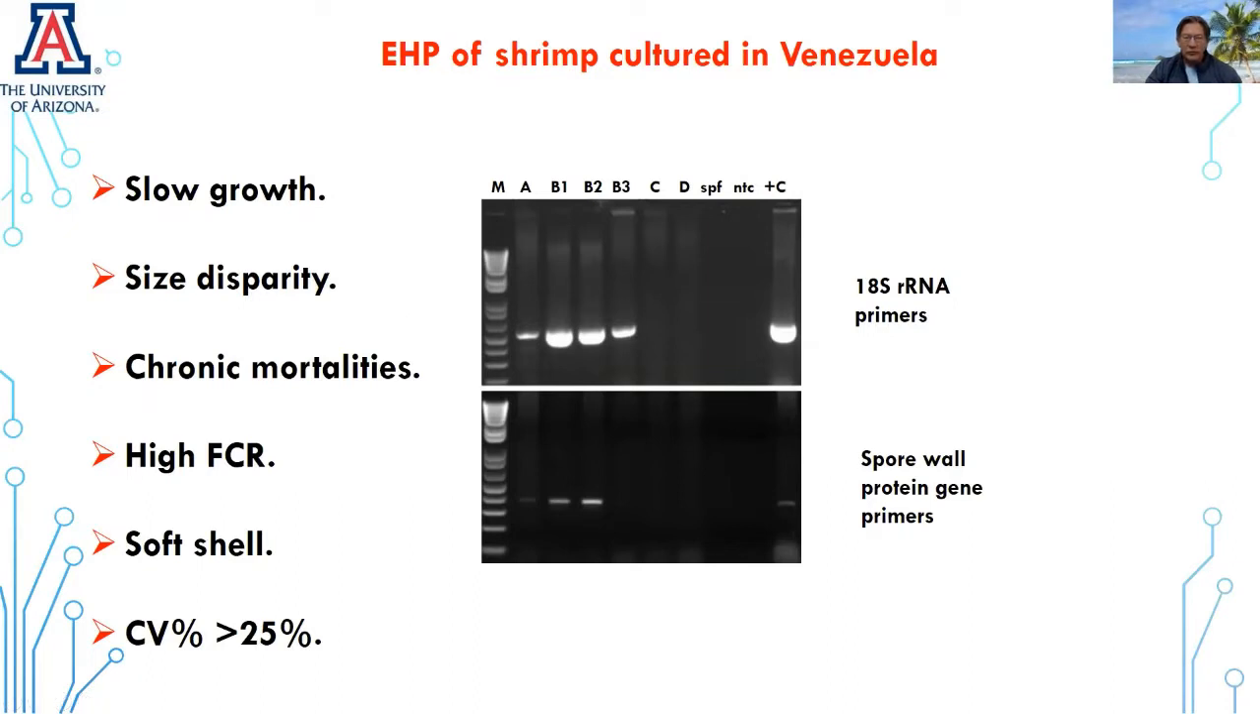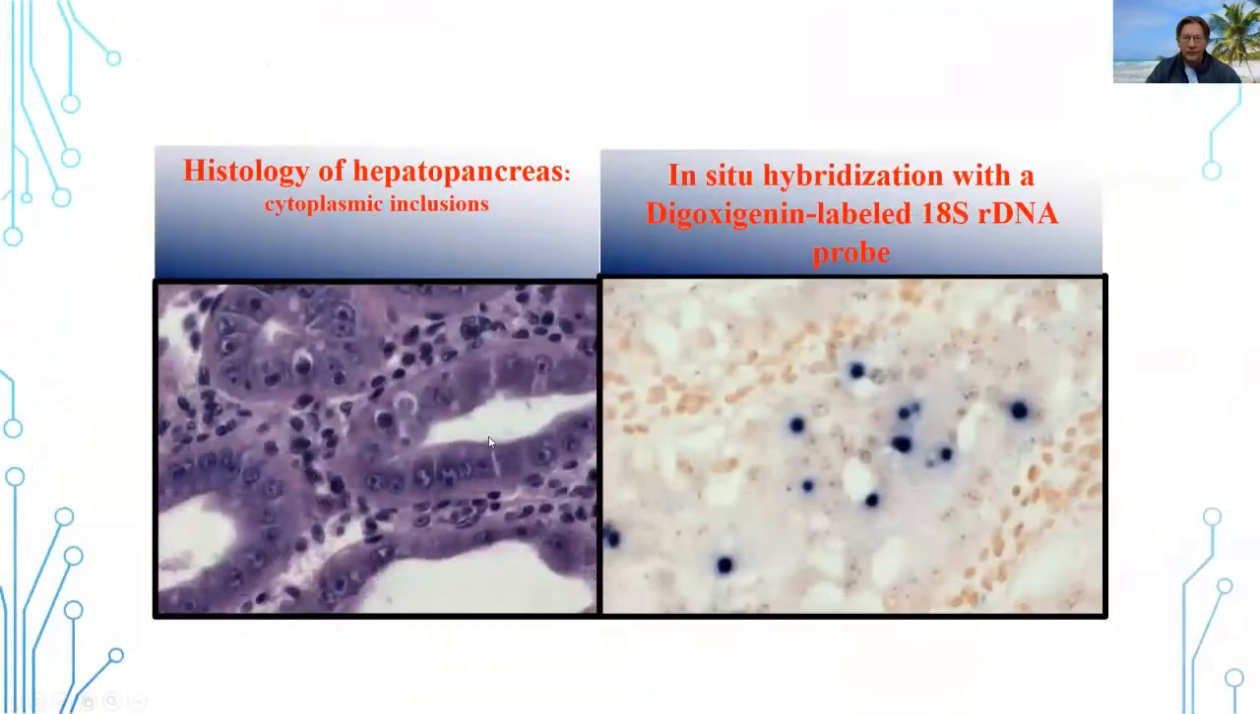So we ran all the tests and the animals were only positive for EHP. So here we use two different primers, 18S and the spore wall, to confirm the presence of EHP. Also in the animals, we saw the plasmodium, confirmed by histopathology and by in situ hybridization. Here we can see the positive reaction for EHP.